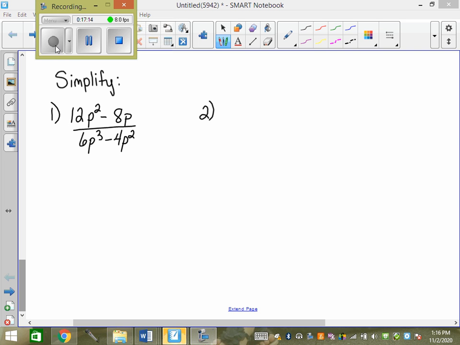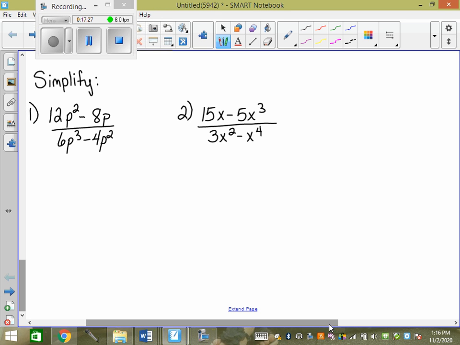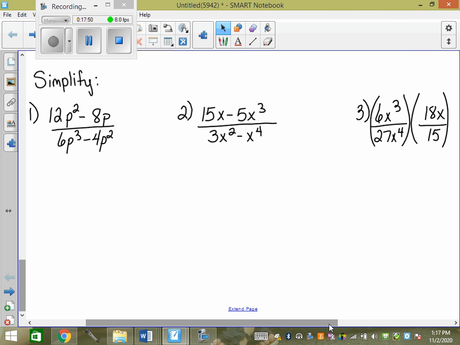Number 2 is 15x minus 5x cubed over 3x squared minus x to the 4. Number 3, 6x cubed over 27x to the 4, times 18x squared over 15. What happens when you have 2 brackets touching? What is that? I just gave it away. What is that? Multiplication? Yes, it is. Good job.